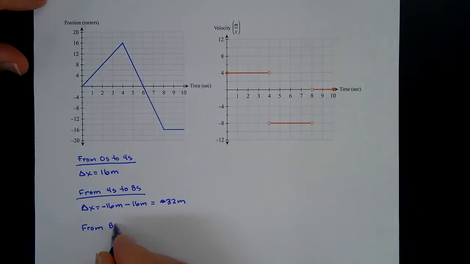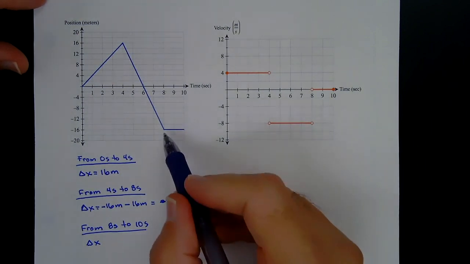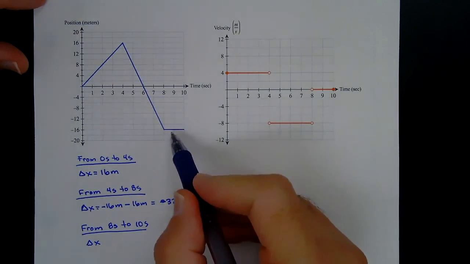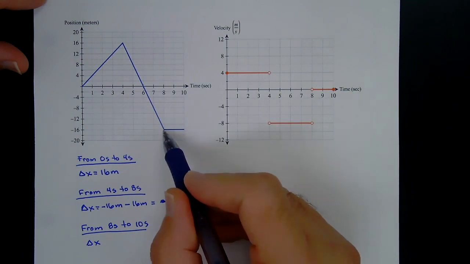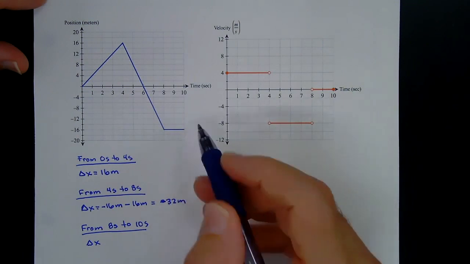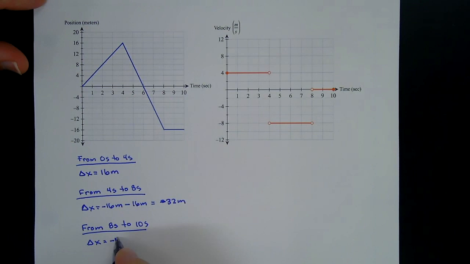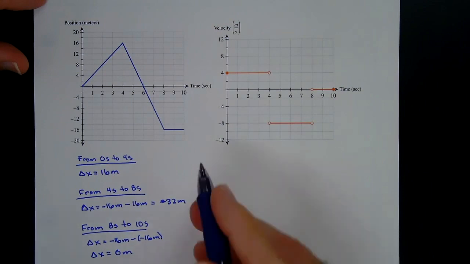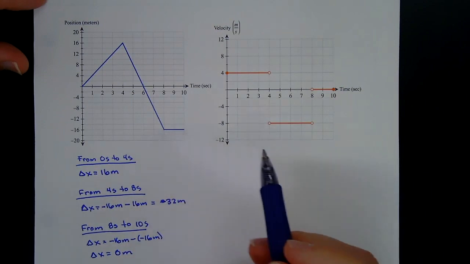From 8 seconds to 10 seconds. For that time interval, the displacement would be, well, there's no change, right? Because we started at negative 16 and we ended up at negative 16. So that would be negative 16 meters minus negative 16 meters, and that becomes plus 16 meters. So our delta x for this case comes out to be 0 meters. It didn't change position. It stayed at negative 16.